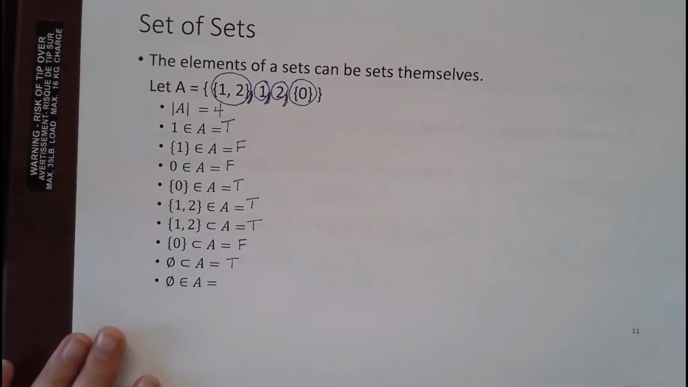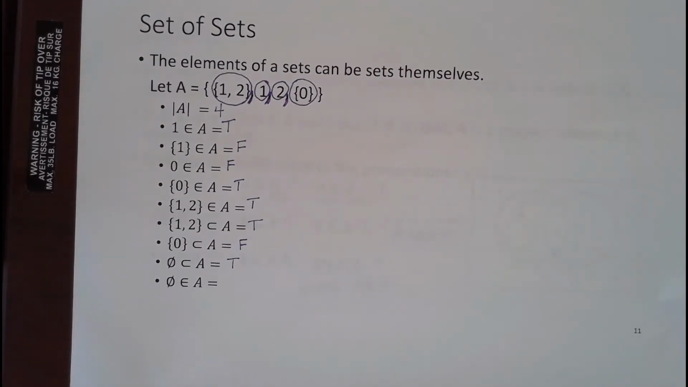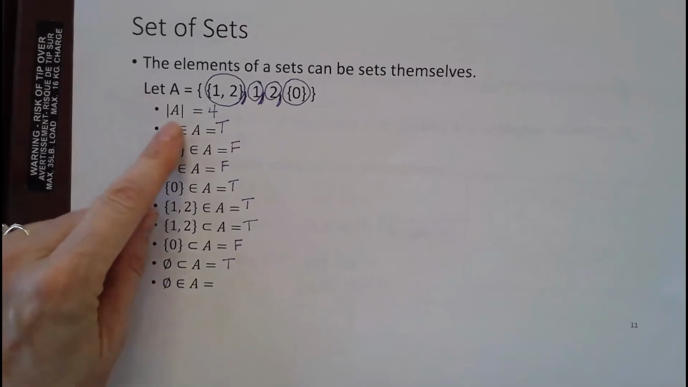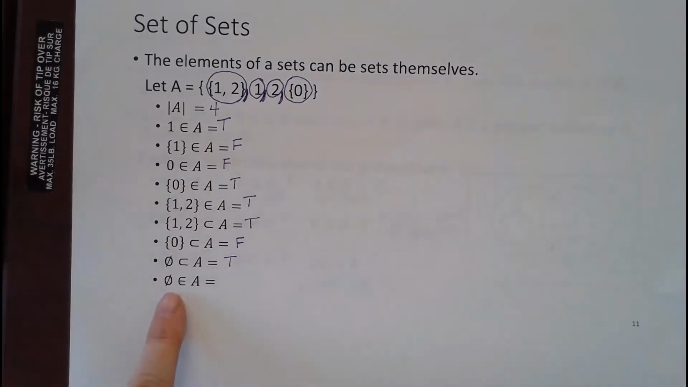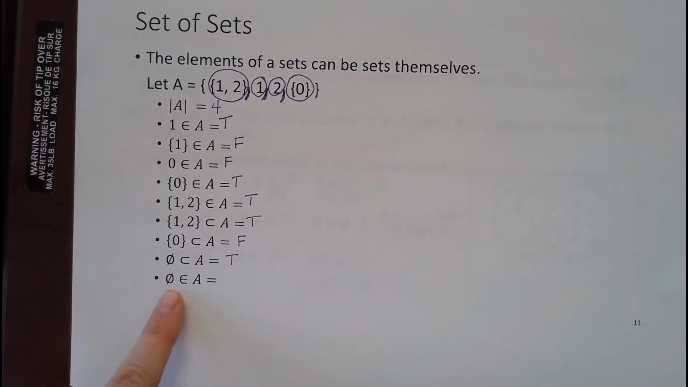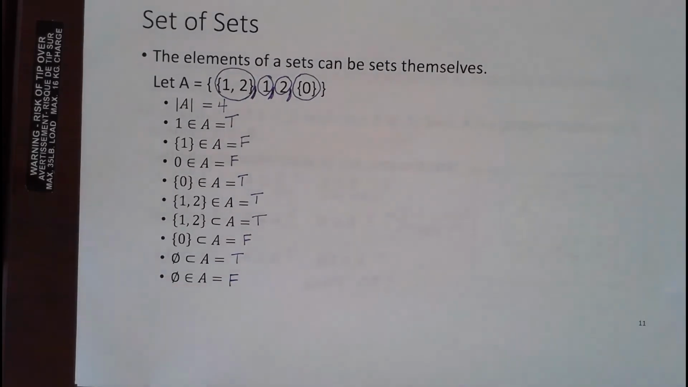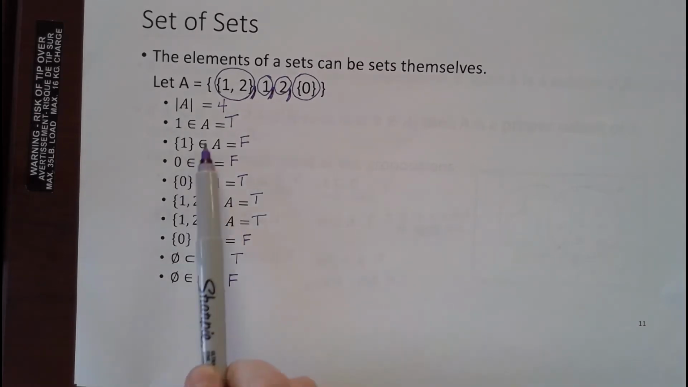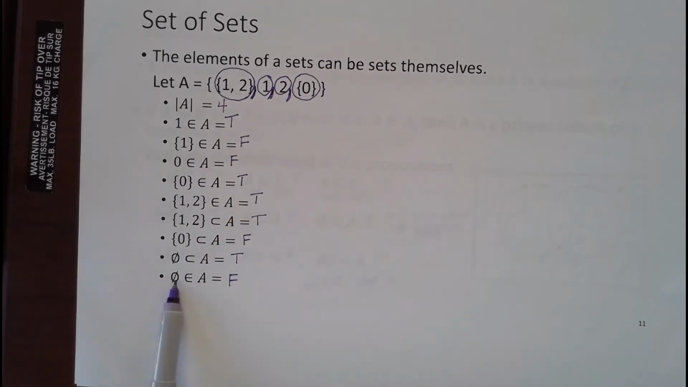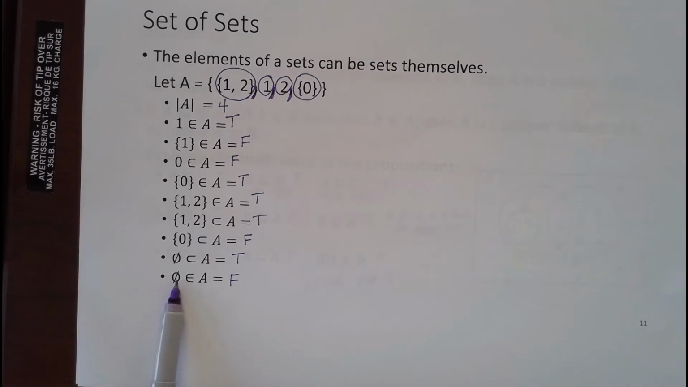Is the empty set an element of the set A? It has 4 elements. Is one of them the empty set? No. Yeah, so this is not an element. Okay. So notice the difference between an element and a subset. Whenever you see "is an element of," you're looking for that exact thing in the set.